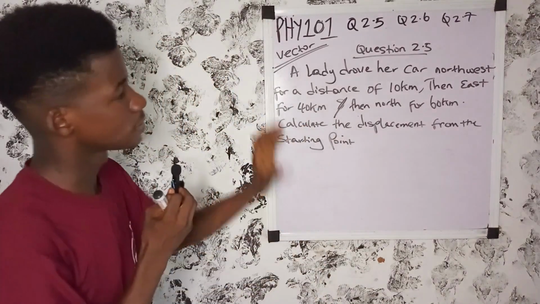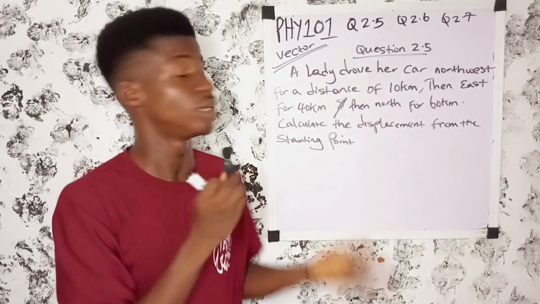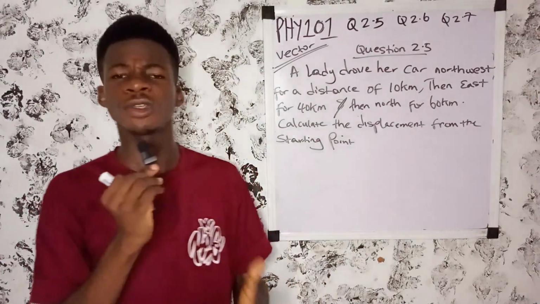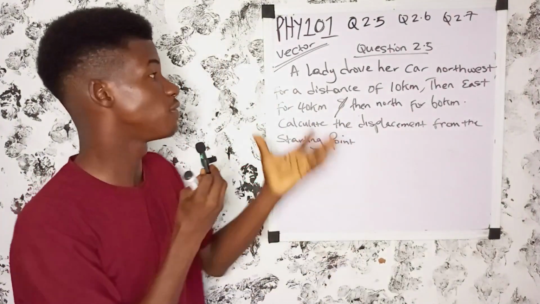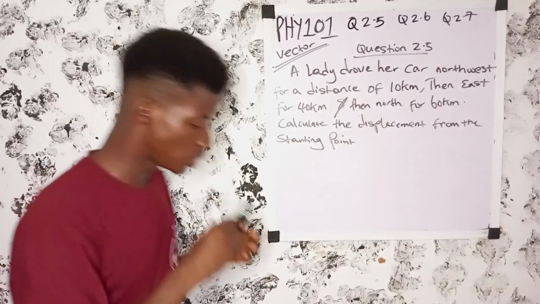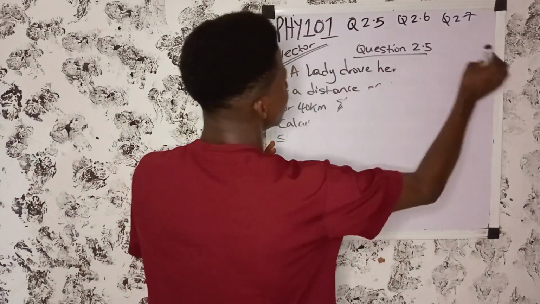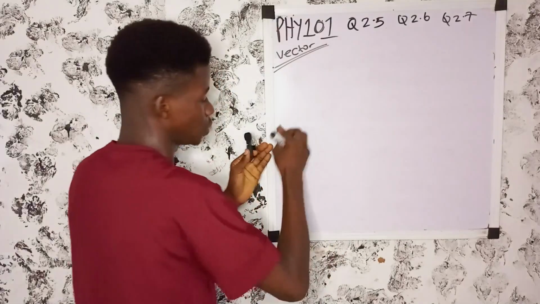Now this question, like most times, throws students off balance. So let me solve this question. Before solving the question, let me tell you the things you need to know before solving questions like this. Permit me to wipe the board. I will write the question again. Let me just tell you some important things you need to know.